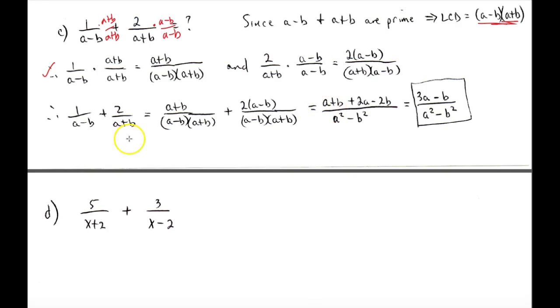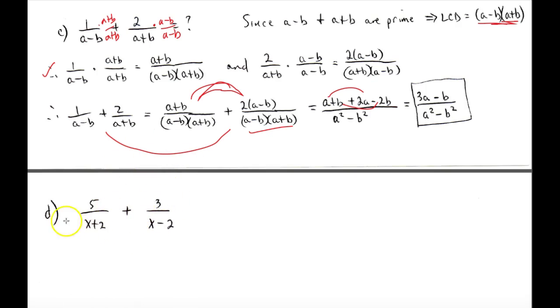Okay? And then from there, when we add both of these together, we write it with the common denominators, or with the equivalent fractions rather, or equivalent rational expressions. And then from here, we just add the numerators together. So combine the a's together, combine the b's, and once that's done, we see that our final answer is just 3a minus b divided by a squared minus b squared. And a squared minus b squared is just another way of saying a minus b times a plus b.